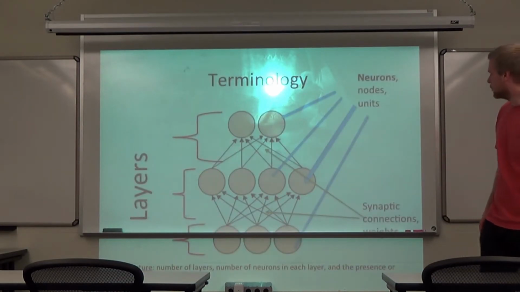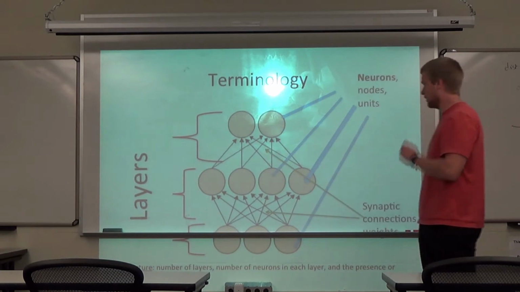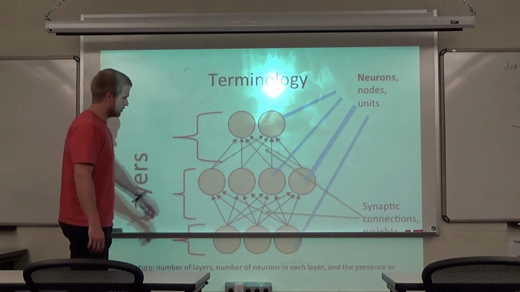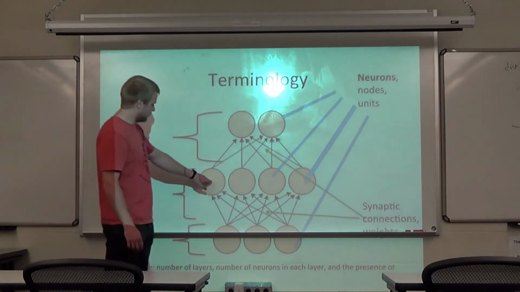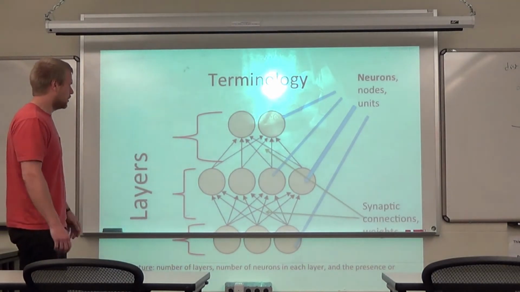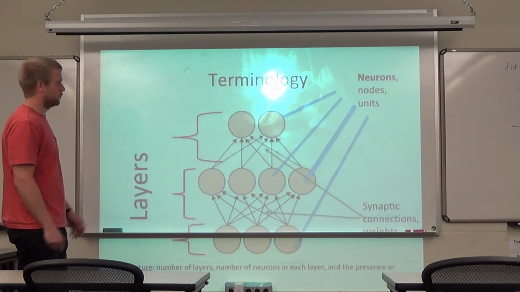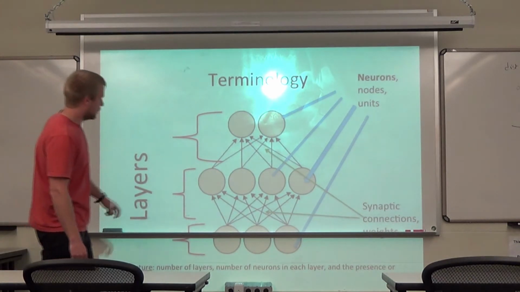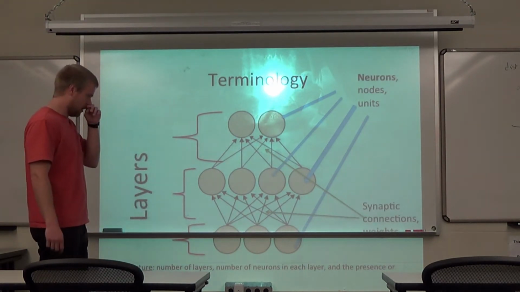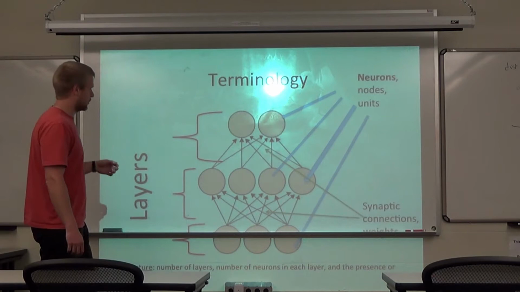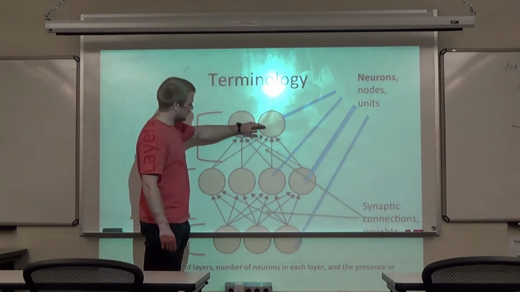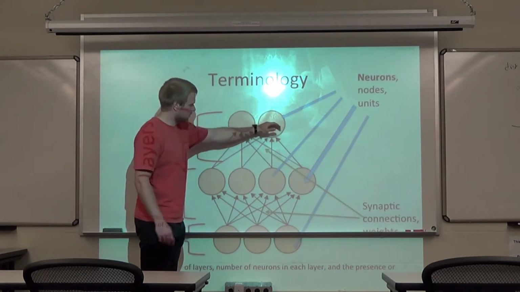Okay, so I'm going to go over some terminology just to make sure we're all on the same page. This is what a neural network graphically pretty much looks like. Each of these circles represents either neurons, nodes, or units. We'll just use neurons. Those words are used interchangeably within the literature. The connections between neurons represent the synaptic connections in the brain, and we're just going to call them weights. And then each one of these is called a layer.